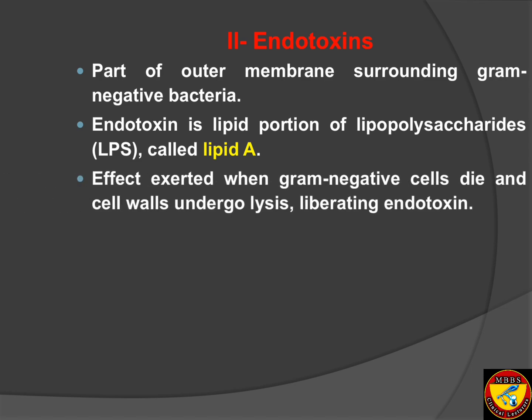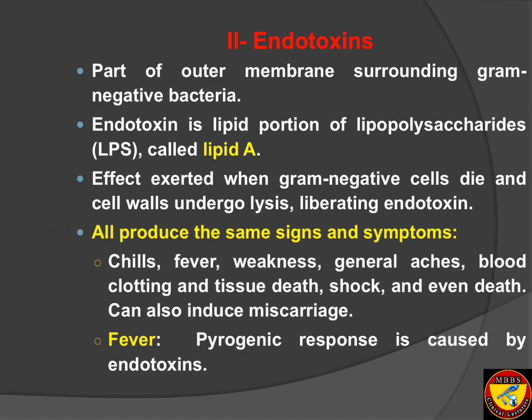The effects are exerted when the gram-negative cells die and their cell walls undergo lysis, liberating the endotoxin in the host. All produce the same signs and symptoms, which are chills, fever, weakness, generalized aches, blood clotting, tissue death, shock, and even death. This endotoxin can also cause miscarriages. The fever produced by these endotoxins is a pyrogenic response caused by endotoxin release.